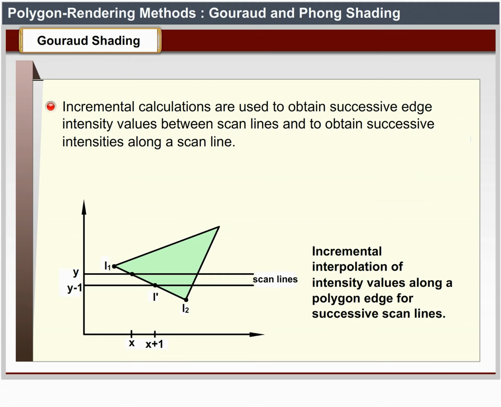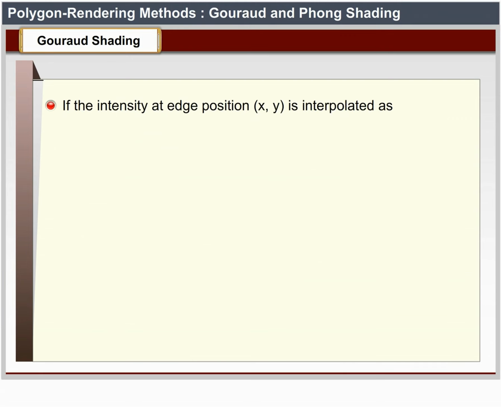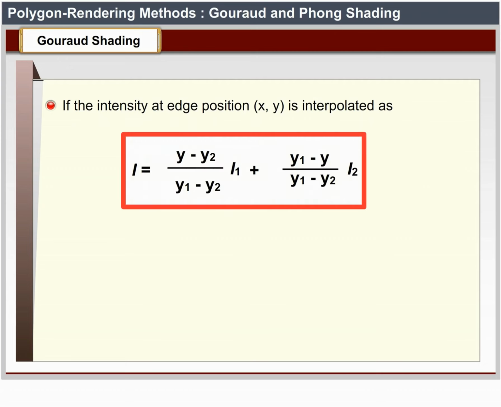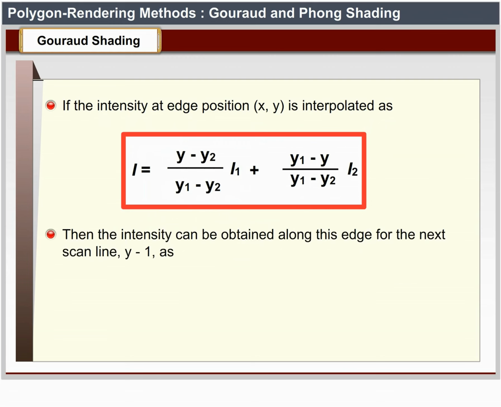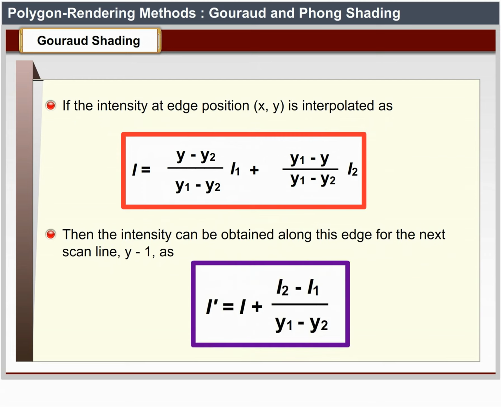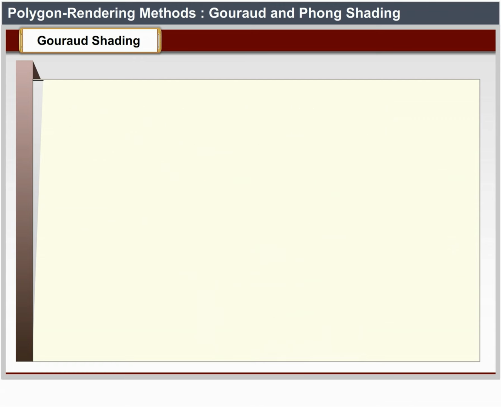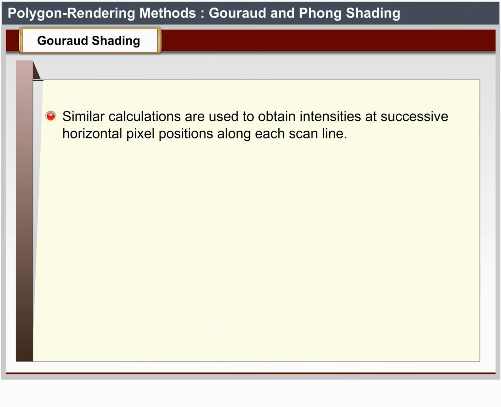if the intensity at edge position x, y is interpolated as I equals (y minus y2) over (y1 minus y2) into I1 plus (y1 minus y) over (y1 minus y2) into I2, then we can obtain the intensity along this edge for the next scan line, y minus 1, as I dash equals I plus (I2 minus I1) over (y1 minus y2). Similar calculations are used to obtain intensities at successive horizontal pixel positions along each scan line.